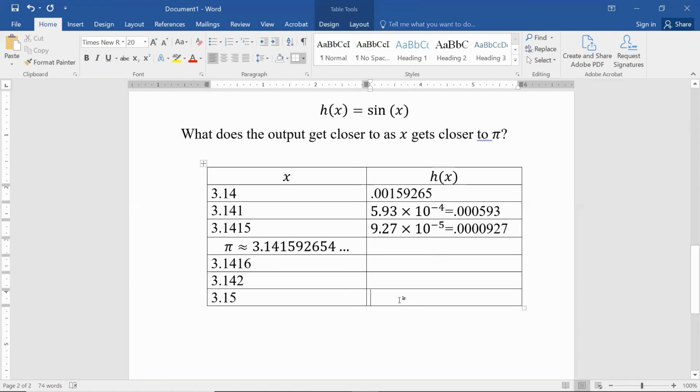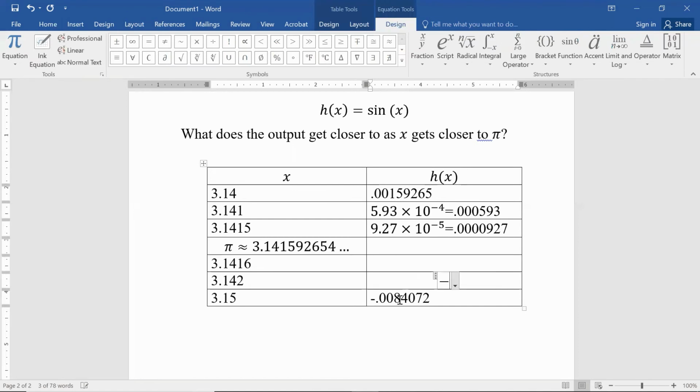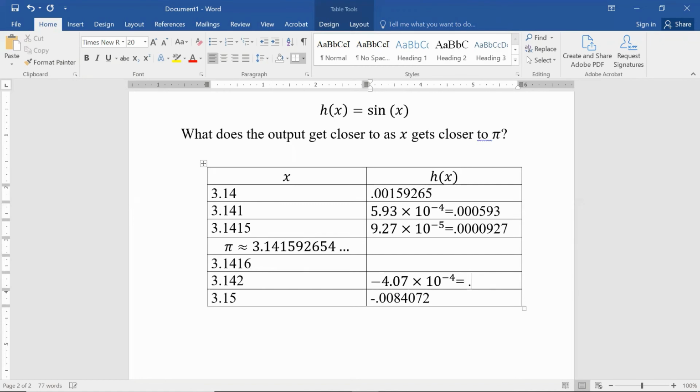Let's do the other side. I'll start here at 3.15. I got a negative 0.0084072. That's what my calculator gave me. If I do 3.142, I get a negative 4.07 times 10 to the -4th, which is negative 0.000407. Okay.